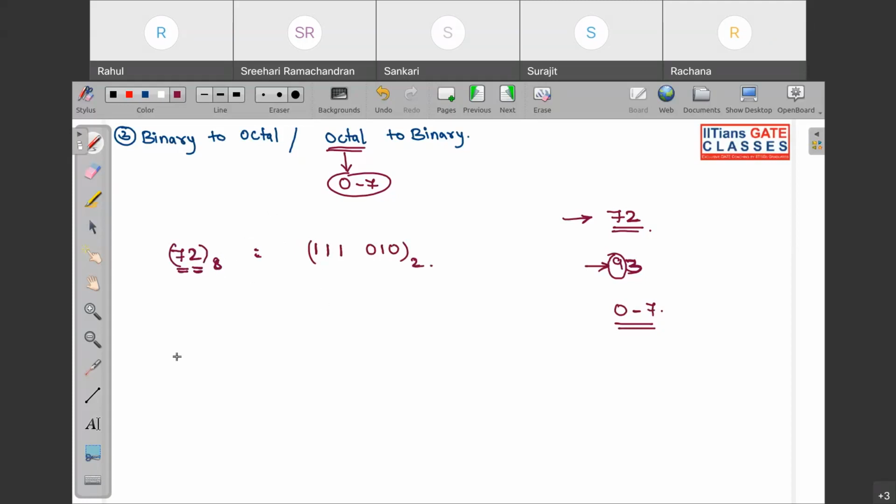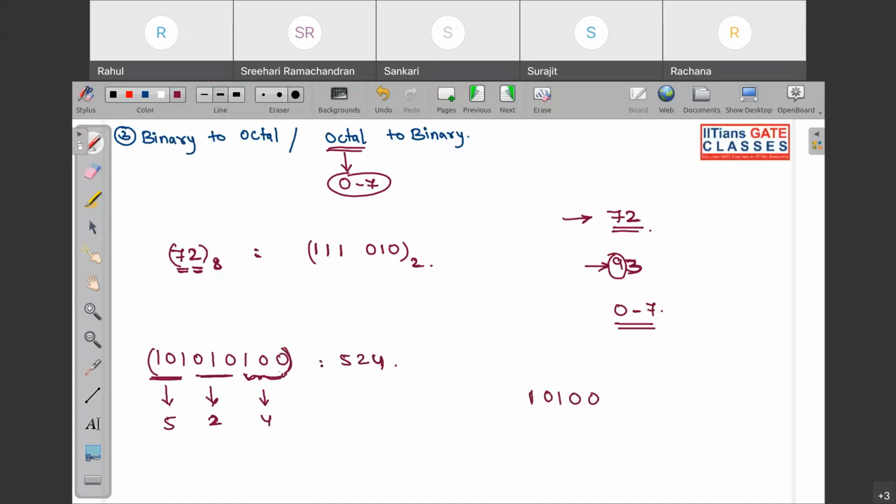Now suppose I have a binary number something like this, and I want to convert it to octal. So starting from the leftmost bit, make groups of 3. This is the first group of 3, this is another group of 3, this is another group of 3. So this number corresponds to 4, this corresponds to 2, and this corresponds to 5. So the octal equivalent of this binary number is 524.